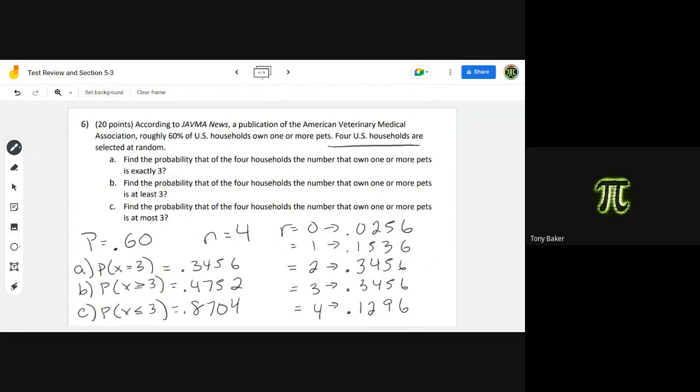And also, how did you find B again? It says at least 3, so I added 3 and 4. And then at most 3, you could add 0, 1, 2, and 3. I did 1 minus 4. I did 1 minus the 0.1296. But you can do it either direction.